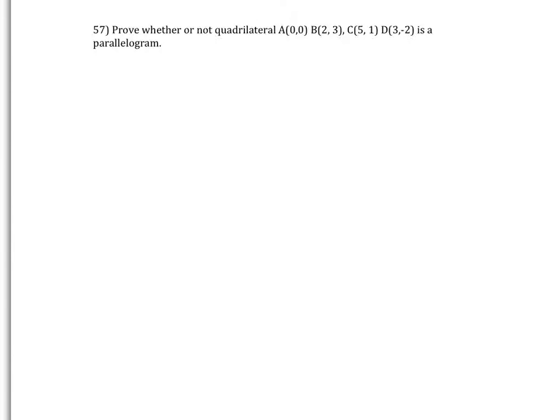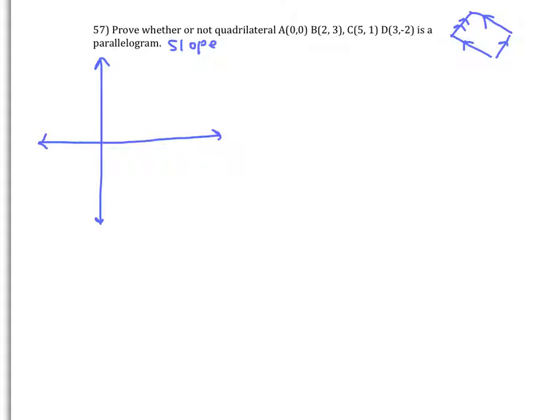In question number 57, we're asked to prove whether quadrilateral ABCD is a parallelogram. And the quickest way to do that is to use slope. By definition, a parallelogram is a quadrilateral where both pairs of opposite sides are parallel to each other. And the quickest way to prove that lines are parallel or not parallel is to use slope. Now, for some reason, my graph didn't transfer over, so I'm going to sketch it just on a little xy axis. So A is at 0, 0.